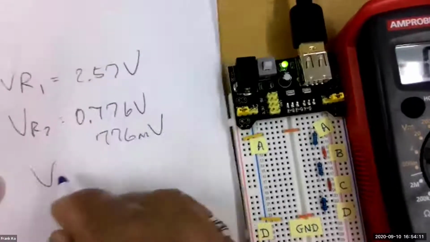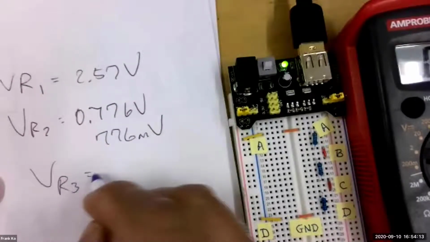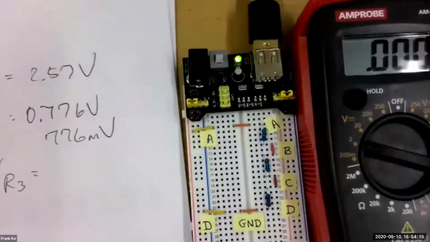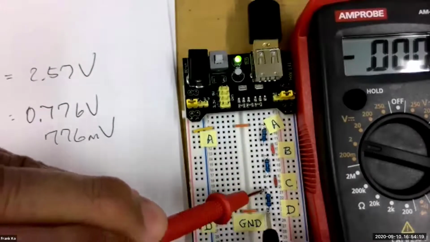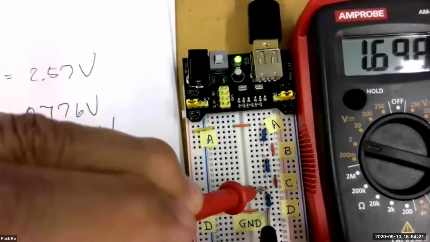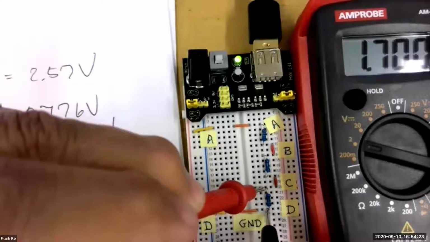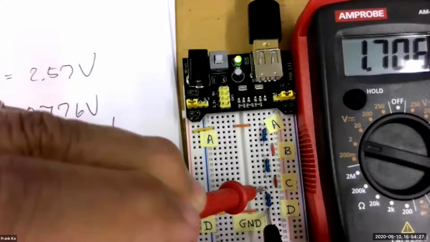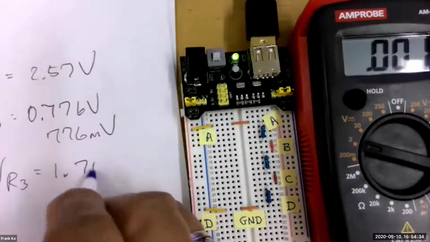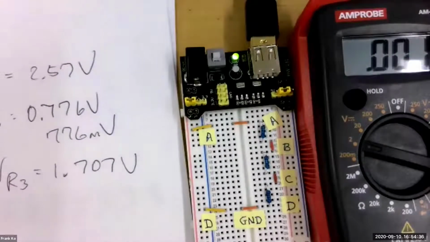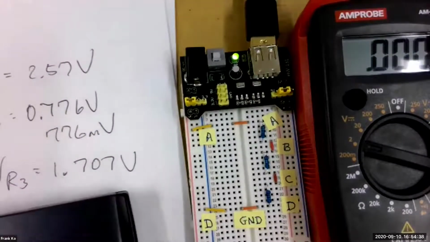And we're looking for a VR3, which was 1 point something and change, yes? So let's go ahead and do this guy here and this guy here. Ooh, look at that. Holding steady, 1.707, I'll call that, okay? 1.707 volts. So do these values make sense?